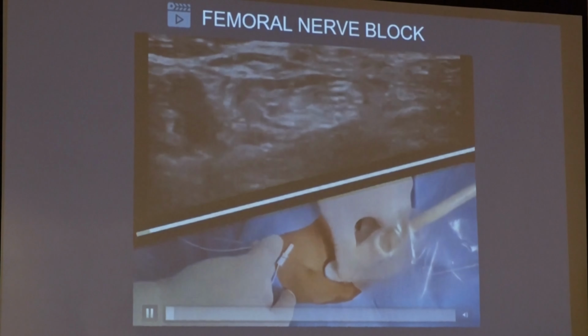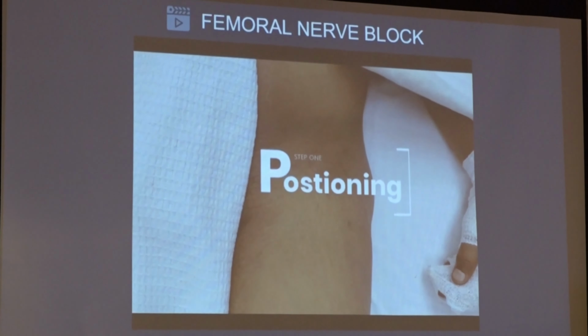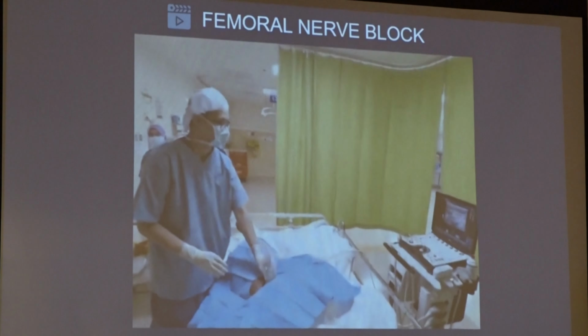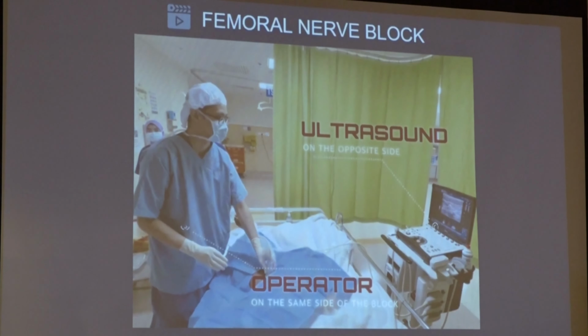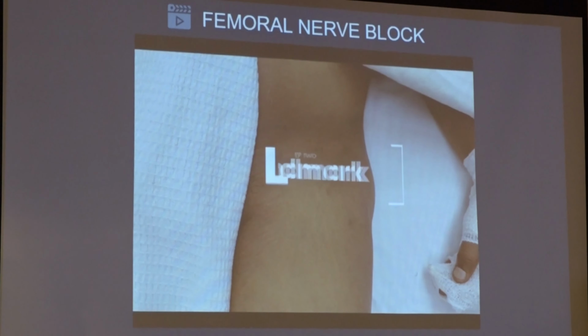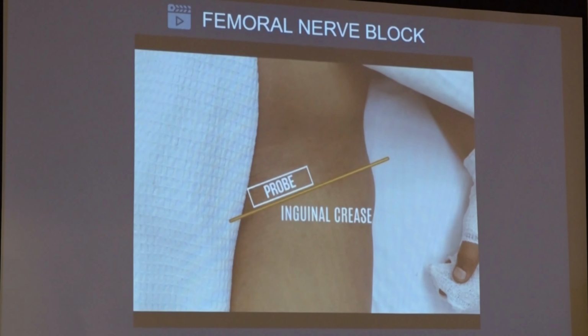There are 4 steps in performing this block. The first is positioning. The patient is positioned supine with the inguinal region exposed adequately. The operator should stand on the same side of the block, while the ultrasound system should be on the contralateral side. This allows good ergonomics with the inline view for needling. Step 2 is identification of the anatomical landmark, which in this case is the inguinal crease. The probe should be placed cranially and slightly medial to the inguinal crease.